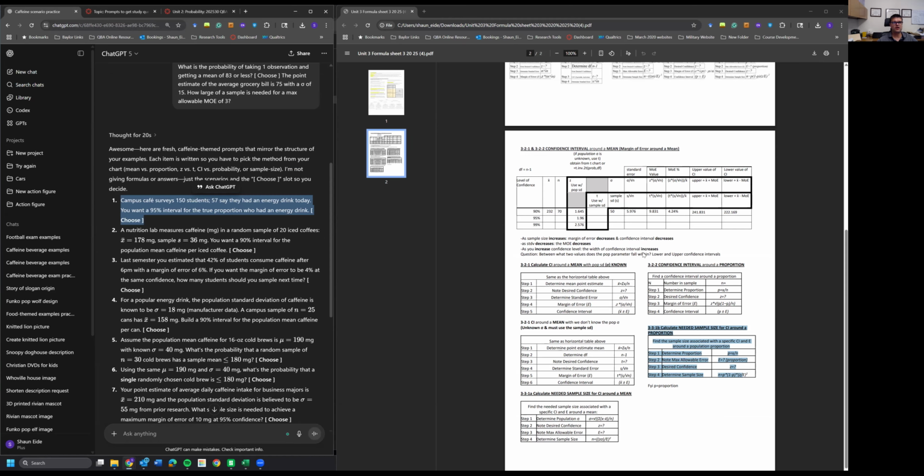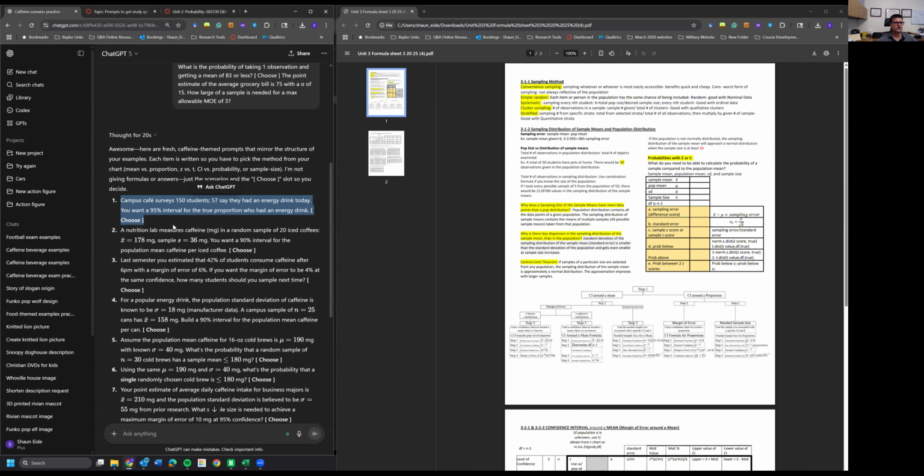Okay, so what should I use in this formula sheet to solve for this very first question? And there's a keyword here. The keyword that I want you to look at is proportion. When we see proportion, we know right away that it's going to be one of two possible options, the bottom two, which are for the confidence interval around a proportion. So I'm making a confidence interval around a proportion.